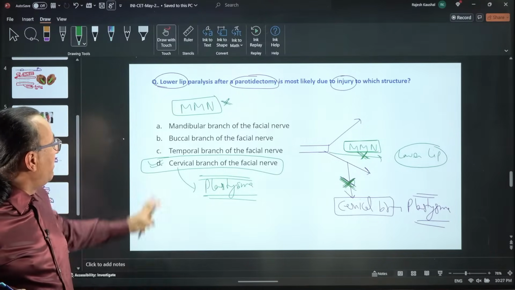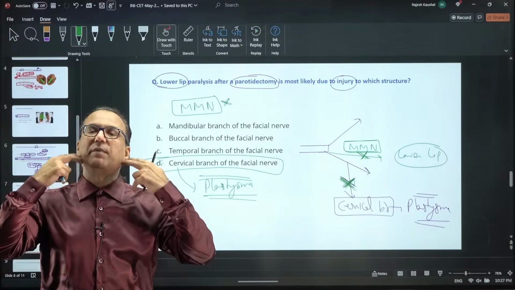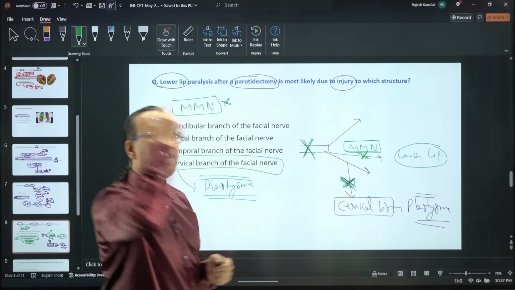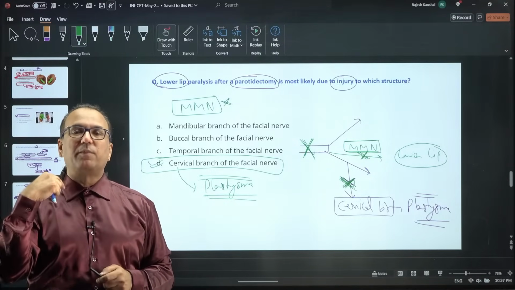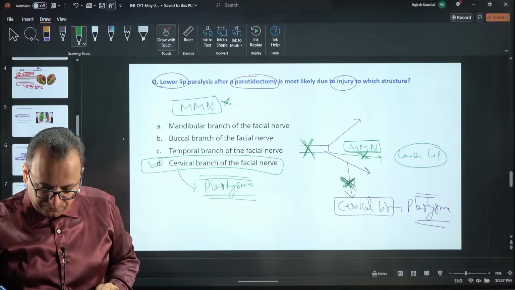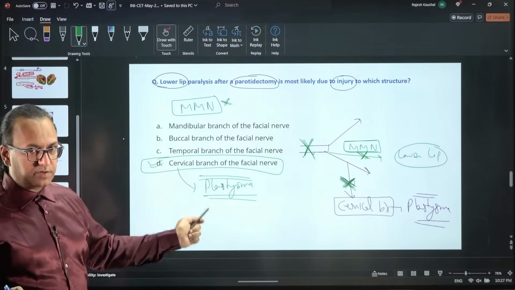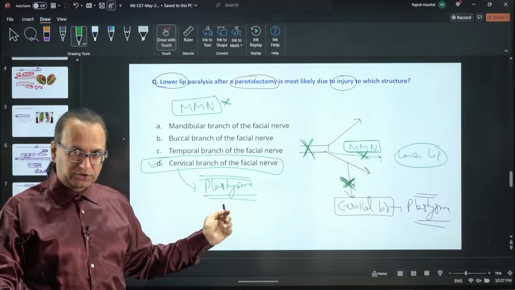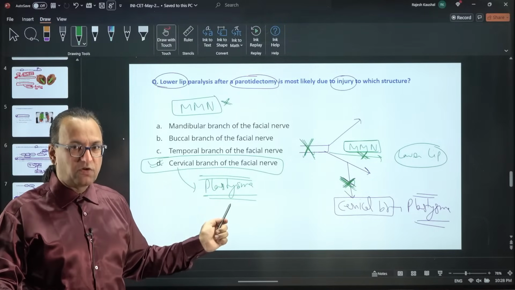Main trunk: if you damage the main trunk, then all the muscles will be paralyzed. You will have a Bell's palsy kind of feature. The entire half of the face will be compromised. Main trunk cannot be our answer. If the marginal mandibular nerve is not there, then you take your answer as choice D. Best answer will be the marginal mandibular nerve. And again, it is a repeat question. I remember I have discussed this question in previous year questions already.